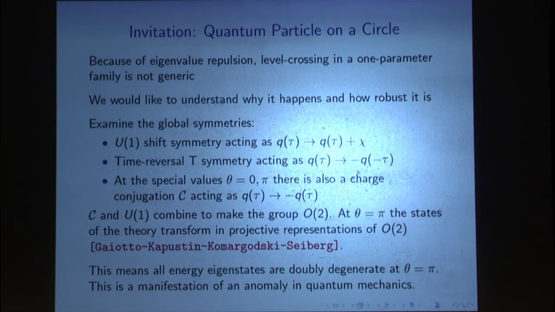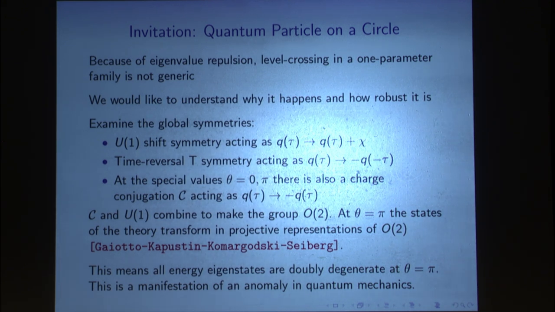OK, so one way to approach this is to examine the global symmetries of this problem. So what are they? The first is that there is a U(1) shift symmetry. We can take the variable q, and we can shift it by χ. And since q is periodic, this is a U(1) symmetry.